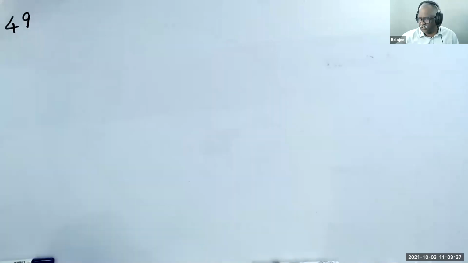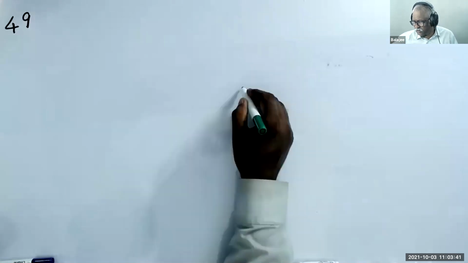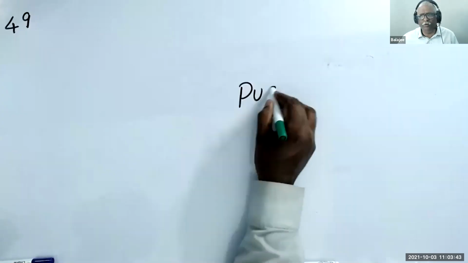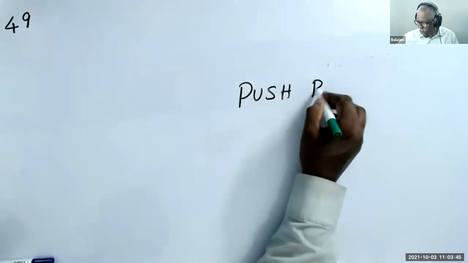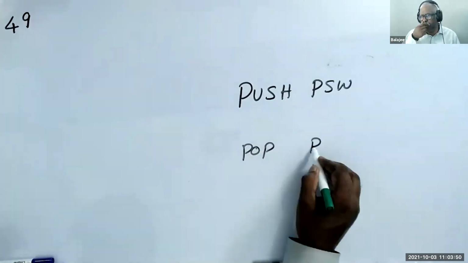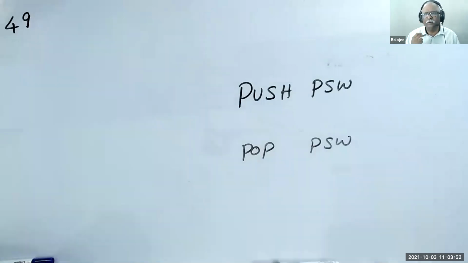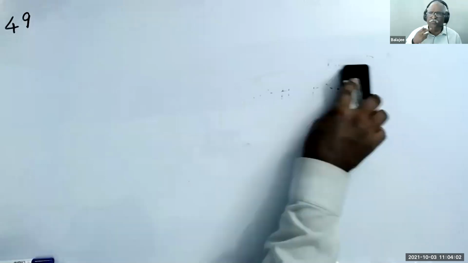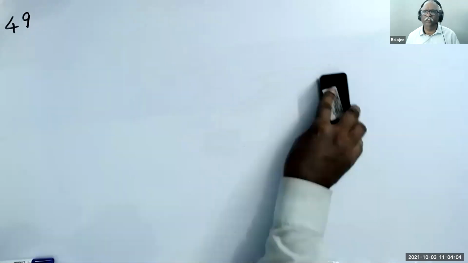There are 2 instructions. One is called push PSW, and pop PSW. Understood? Push and pop, using these instructions we do that. When I discuss push and pop, I'll explain it to you. There are methods. Okay.